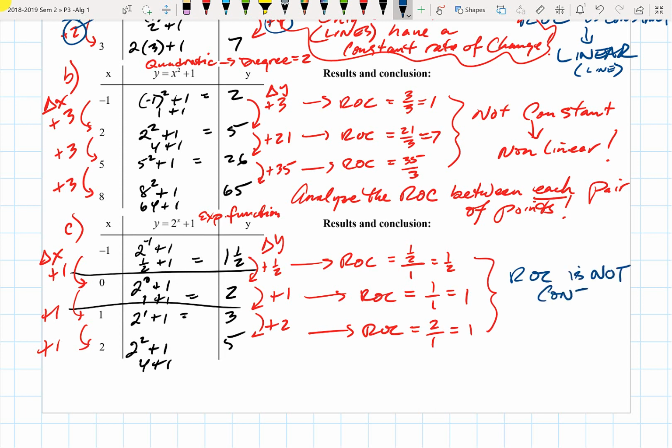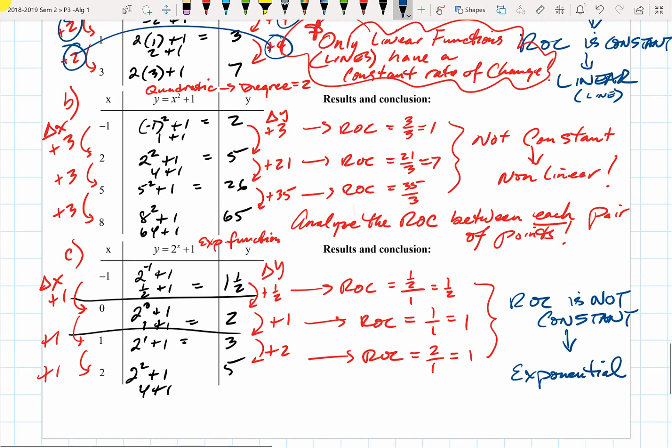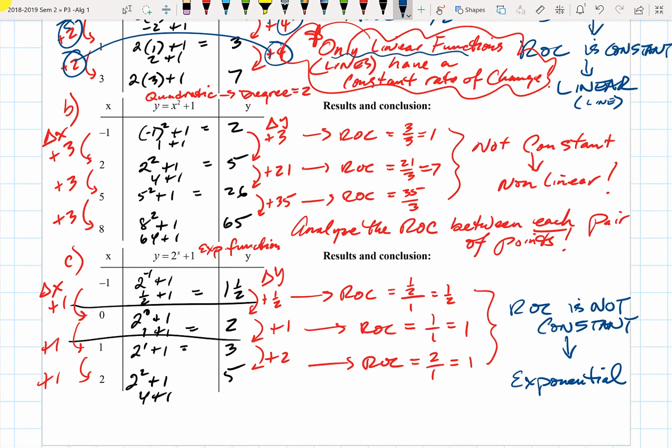Again, this is a skill that you're going to need on the test, because I'm going to give you a table and not the function, and you are going to have to analyze the rate of change. The rate of change is not constant. Why? Because it's an exponential function. And only linear functions, which are lines, have a constant rate of change. So if it's exponential or quadratic or cubic, it doesn't really matter. If it's anything but linear, the rate of change is not constant. Key concepts on the test.